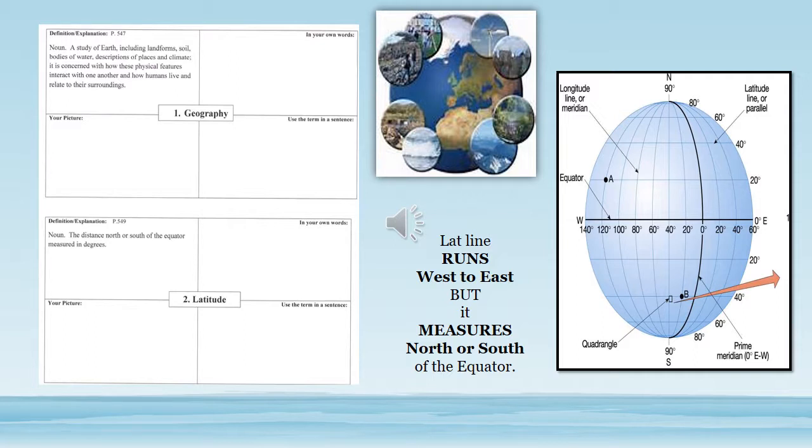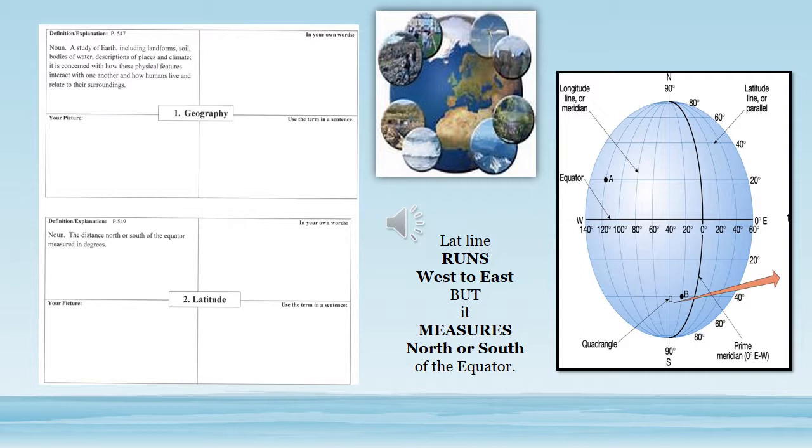Yet it measures north or south of the equator. So what that means, lovely students, is that your lat line is always going to be a north or a south number. And your latitude, or lat as I call it, line is always going to be first. And how do I remember when I'm doing absolute location and my lat line I know has to be first? Because the A in lat is always first.